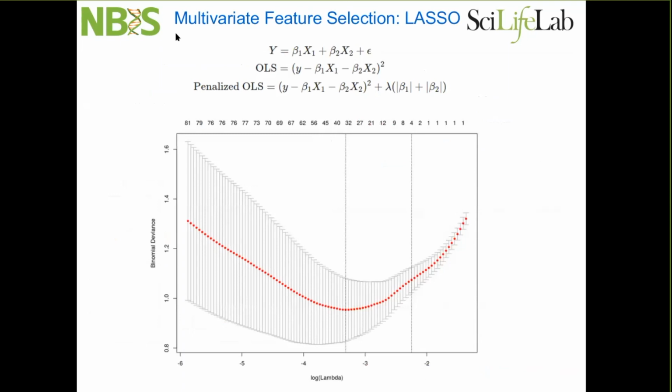And one of the famous tools, if you want to do multivariate feature selection instead of differential gene expression, is Lasso. Imagine that Y is your phenotype of interest, maybe type 2 diabetes, or gender, let's stick to gender as in the previous example. And X1 and X2 are two genes.